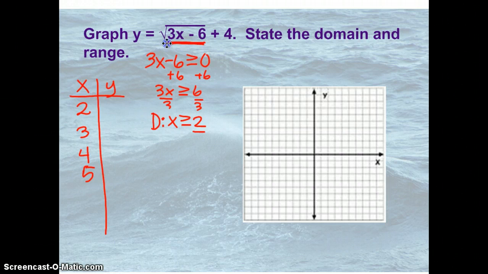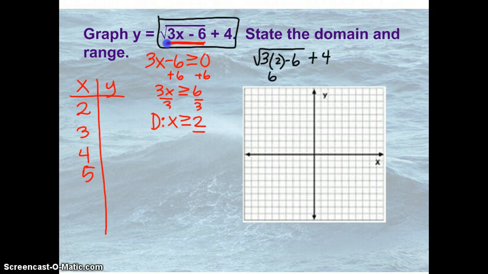From here, we have to do some math. We need to plug some numbers in, and we plug it into this whole equation. You'll notice that when I found the domain, I just used the numbers underneath the square root. When I make my table, I have to use the whole thing. So the square root of 3 times 2 minus 6 plus 4. I get 6 minus 6, or 0. Square root of 0 is 0, plus 4 is 4.